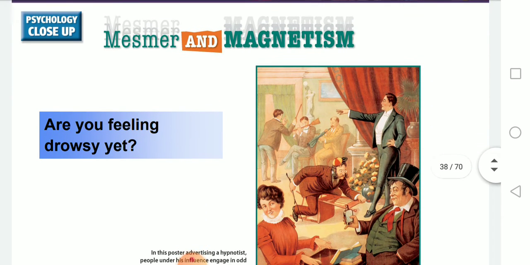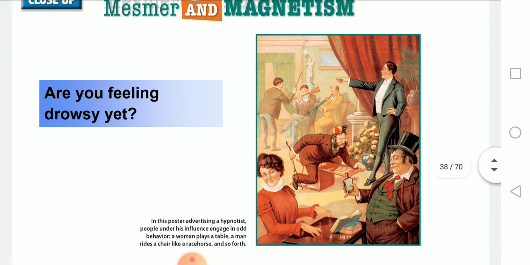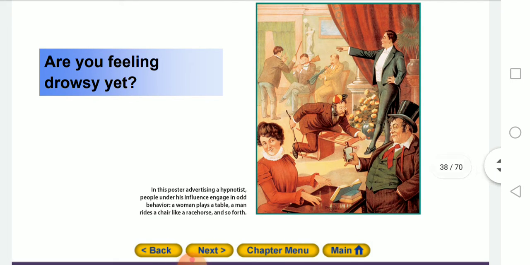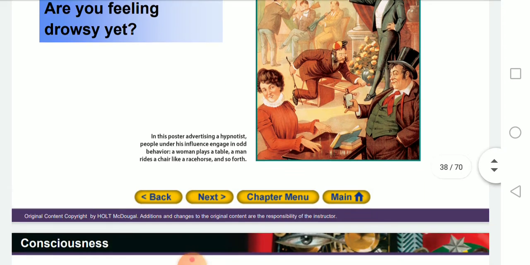So let's see this picture. This is a poster advertising a hypnotist. People under his influence engage in odd, strange behavior. A woman plays a table, as you see here. She's acting as if she's playing a piano. A man here rides a chair like a racehorse, and so on.